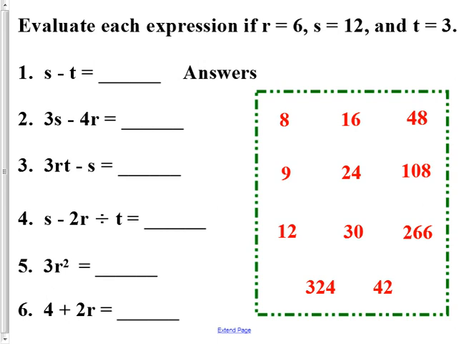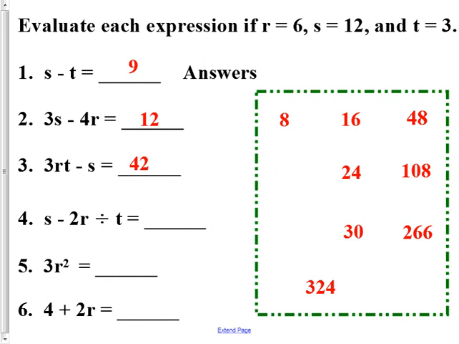All right, try each of these, see what you come up with, and then you can check your work in just a moment. Okay, S minus T would mean 12 minus 3, which is 9. 3S minus 4R would give us 36 minus 24, which is 12. 3RT minus S would give us 3 times 6, which is 18, times 3, which is 54. And then 54 minus 12 is 42.